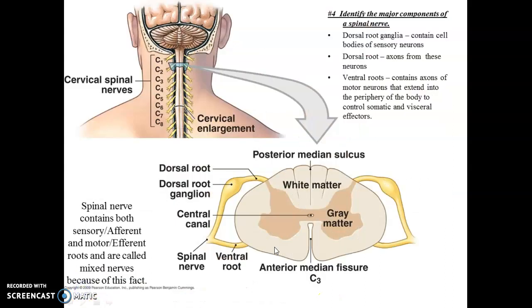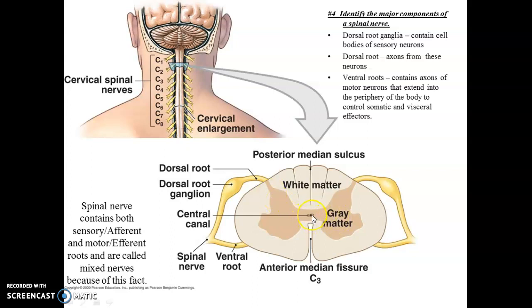This is a simplistic picture of a spinal cord cross section. Also remember that the spinal nerve is both sensory and motor, which is afferent and efferent. It's called a mixed nerve here. On the spinal cord cross section, you have white matter and gray matter. We're going to get into details on this in a minute.